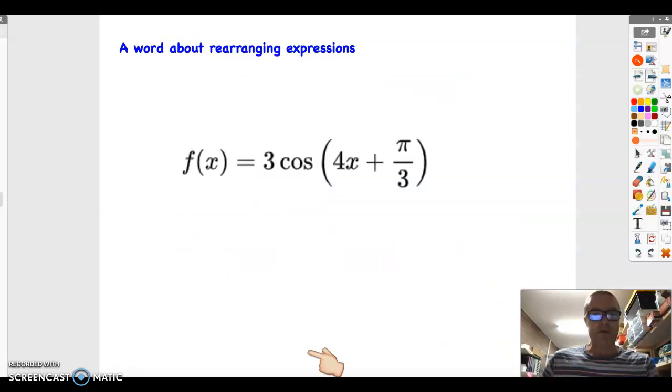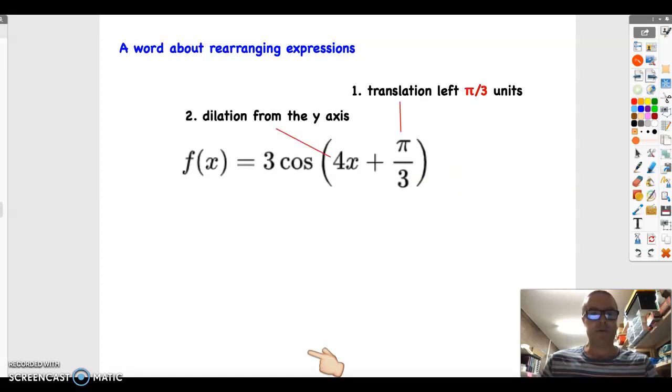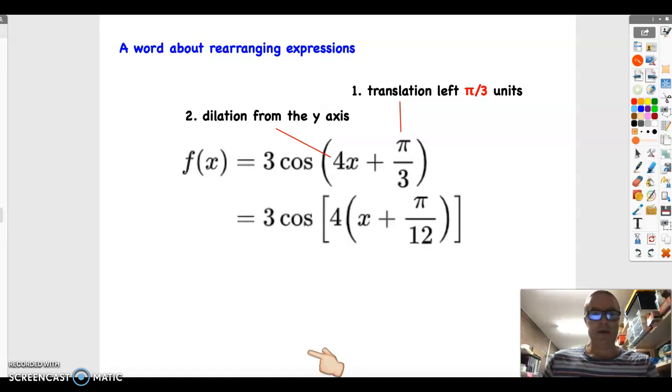Just a word about rearranging expressions, particularly when we are looking for the transformations that we need to sketch a curve. The way that this curve is written, 4x plus pi over 3, that would be a translation to the left, pi on 3 units, followed by a dilation from the y-axis. It's important that we get those two transformations in that order. In that form, it's actually very difficult to see the translation in the final sketch.